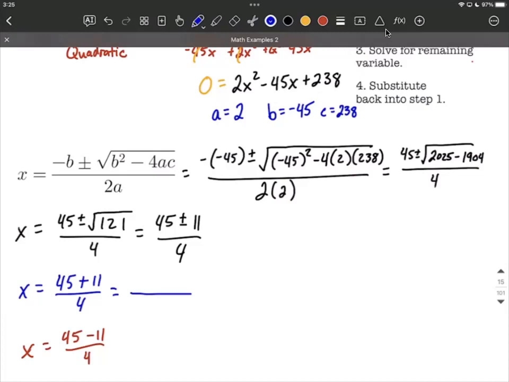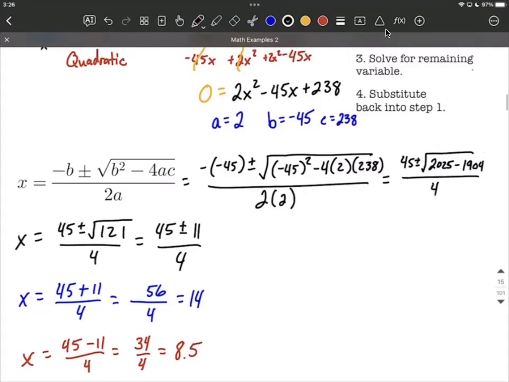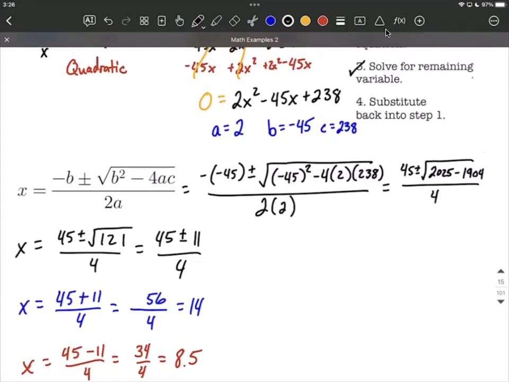So 45 plus 11 gives us 56 over 4, which further reduces down to 14. So one x value is 14. The other one is 45 minus 11 makes 34 over 4, which reduces down to 8.5. All right, so we've solved down for that remaining variable. That completes step 3. But we still haven't quite answered the question.